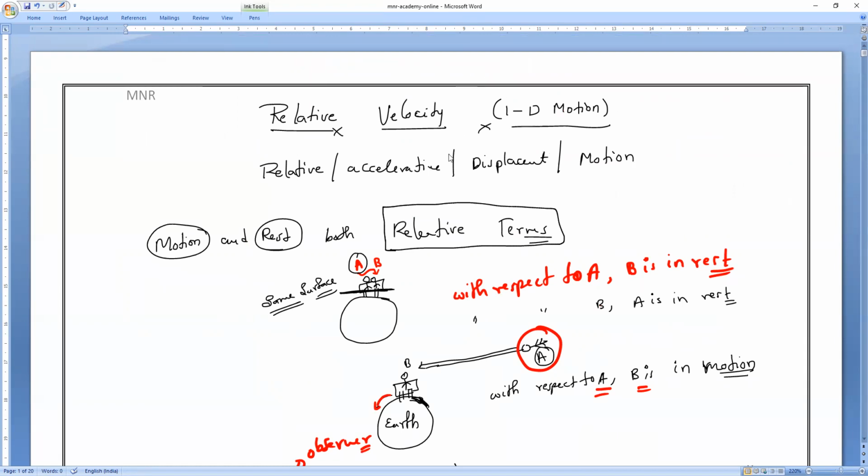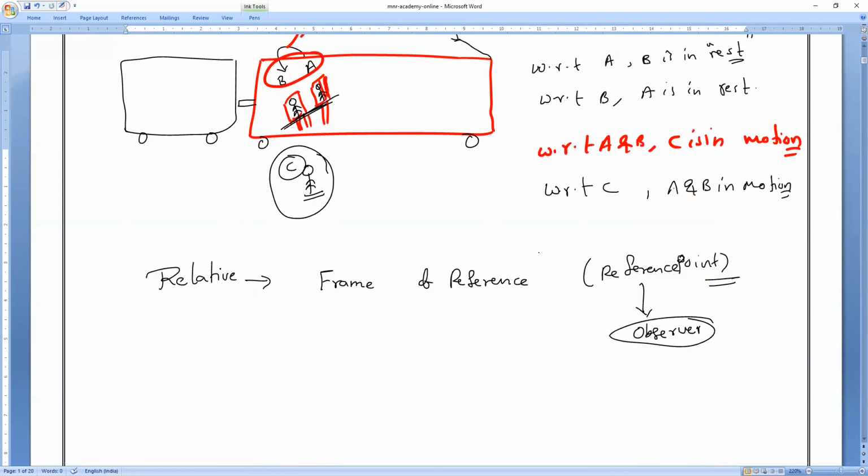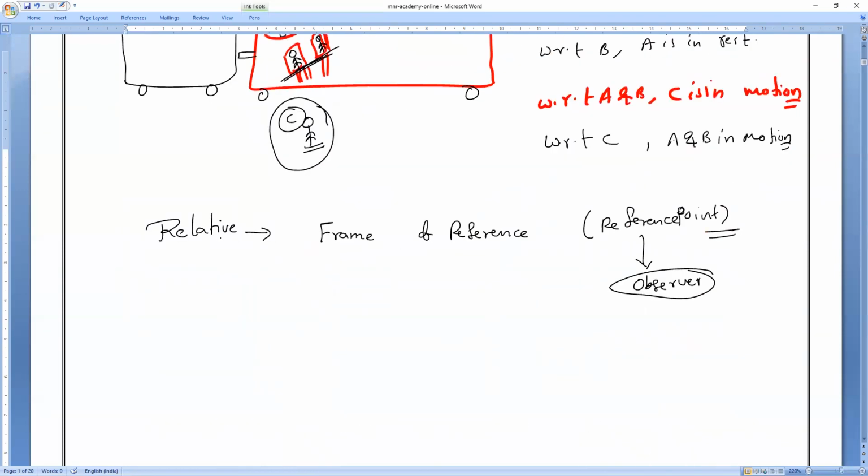This is actually the class 9th introduction of motion. Now, are you clear, everybody? What is important is the relative frame of reference. Relative means frame of reference. And remember, there is no absolute rest and no absolute motion. Do you understand, everybody? They do not exist in the universe. Clear, Pradosh?